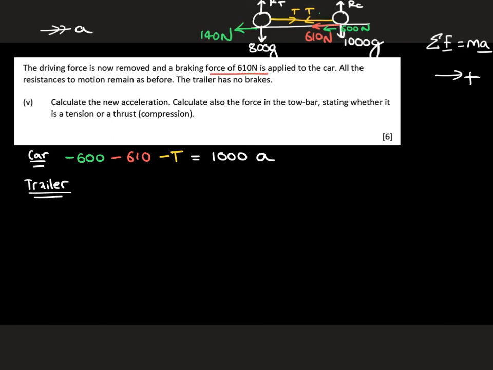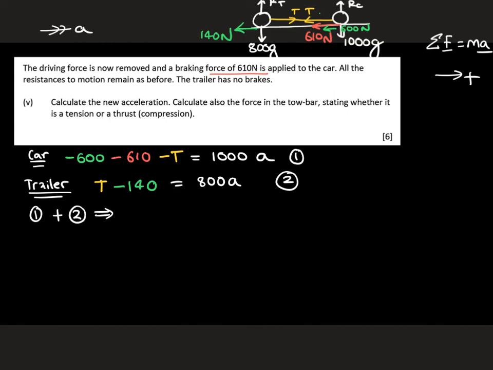The trailer, let's look at the trailer. We do have a forwards force. We've got T going to the right, but then we've got minus 140, and that equals its mass, 800, multiplied by its acceleration. Simultaneous equations again, and look at the plus and the minus T across the equations. Equation 1, add equation 2.